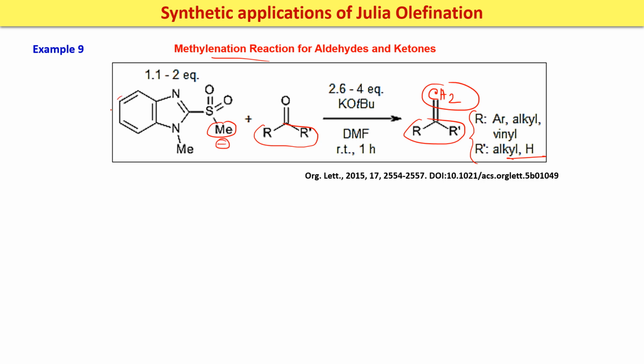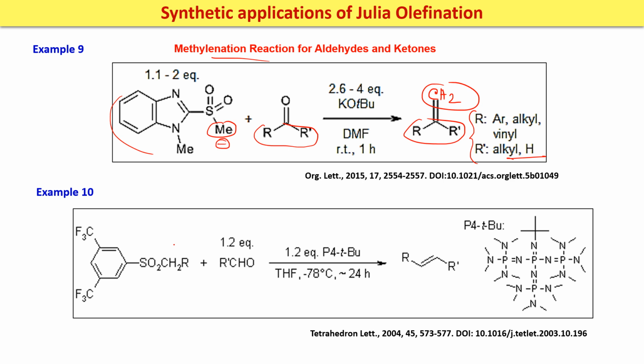And here we also have this type of heteroaryl group, which is something new, because normally we have seen benzothiazole, tetrazole, this type of, but this is something new. Okay. So this is the example where we are getting CH2. So here question of Z or E doesn't arise. It is CH2 group terminal.